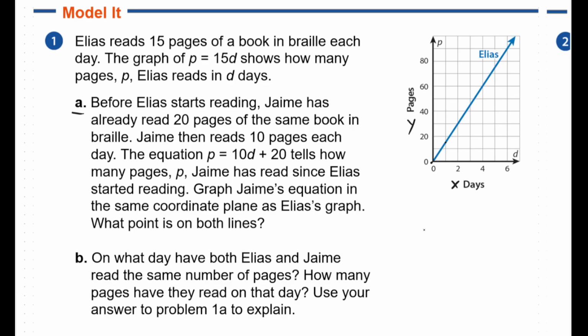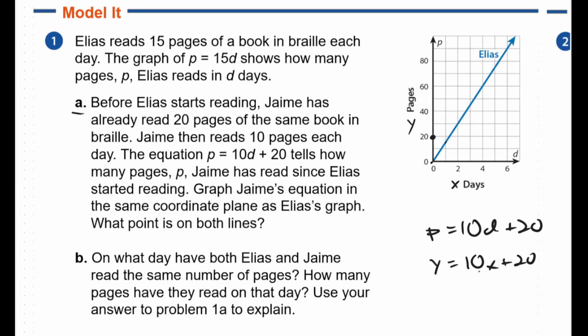So Jamie's equation is this: P equals 10D plus 20. Now hopefully that will look familiar, because this is written in slope-intercept form. Another way to write this would be y equals 10x plus 20. So you need to graph this equation on the same graph. Where did Jamie start? Jamie started at 20 pages. So Jamie has a point right here.